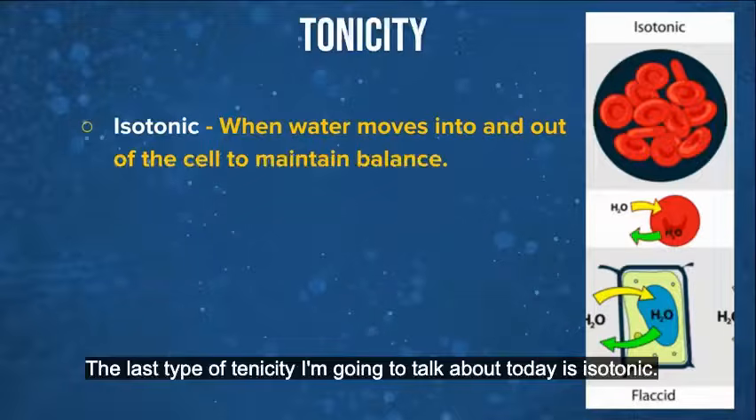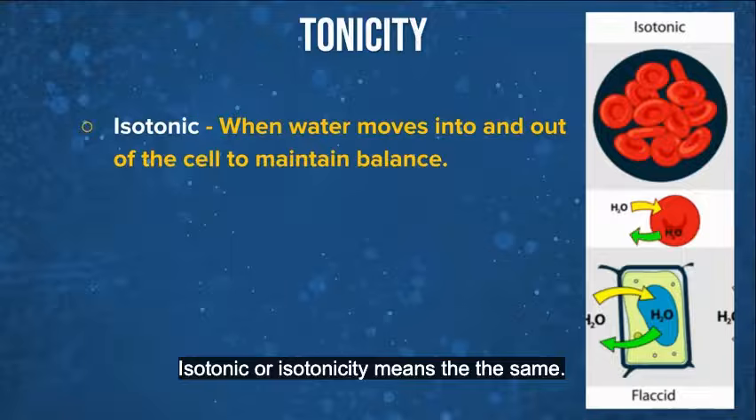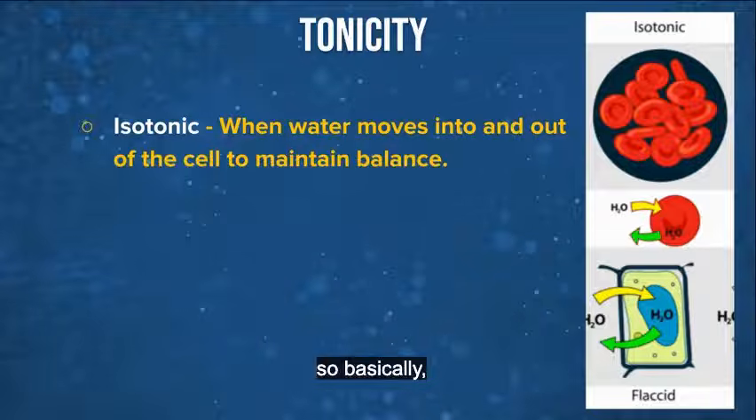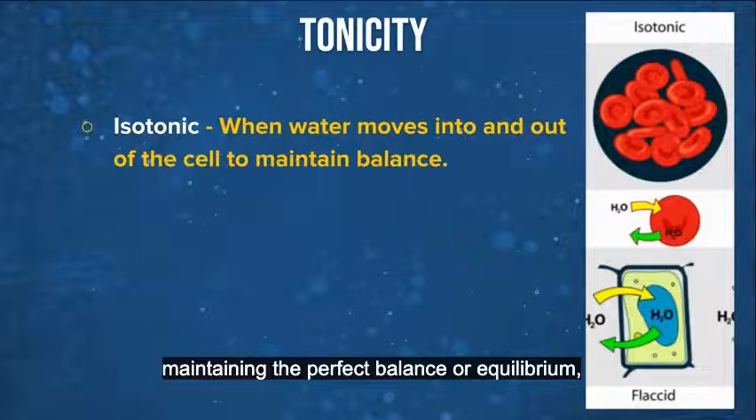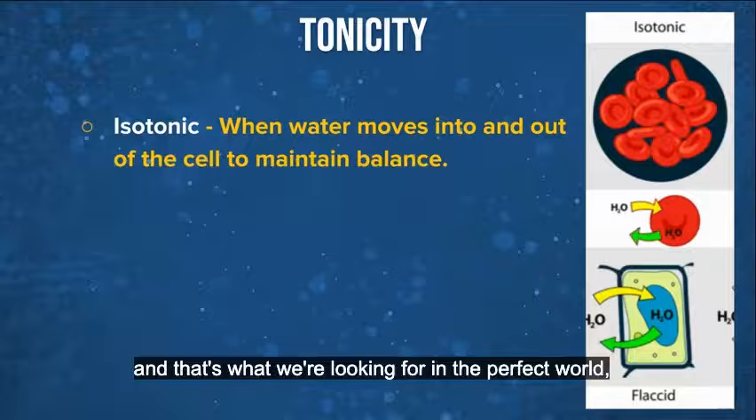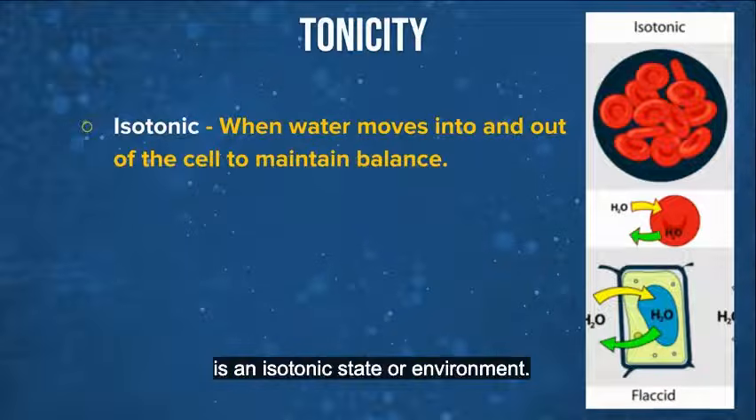The last type of tonicity I'm going to talk about today is isotonic. Isotonic, or isotonicity, means the same. So basically the water is moving in and out of the cell, maintaining the perfect balance or equilibrium, and that's what we're looking for in the perfect world, an isotonic state or environment.